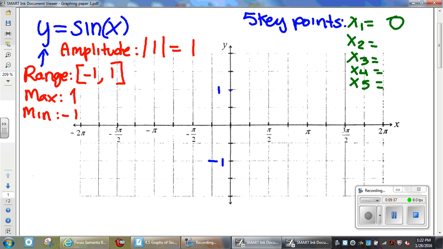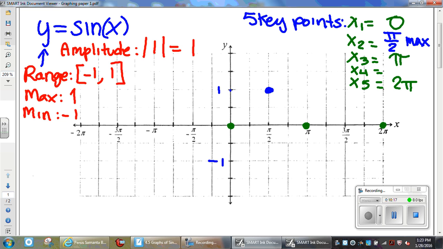So the first one and the last one will be 0 and 2 pi, and those are going to be x-intercepts. The one in between, that will be pi, will also be an x-intercept. Now, the point that is in between the first two intercepts is going to be pi over 2. And so that one is going to give us the maximum value. So it should be here.